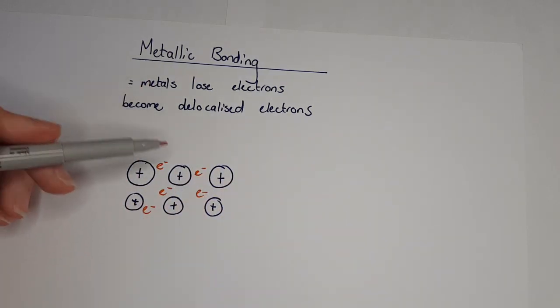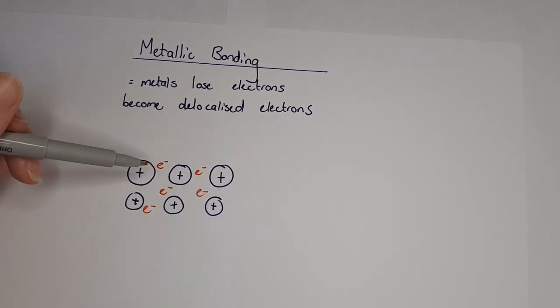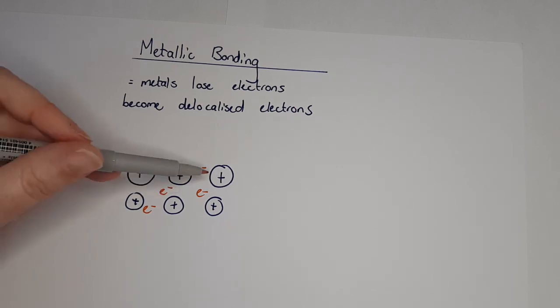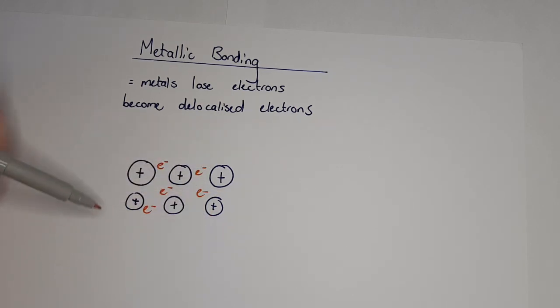So whenever you're asked to represent metallic bonding, you will always just draw ions, depending on the metal, as to how many charges, with free electrons holding them together in this type of lattice. And that is metallic bonding. So whenever you're asked about metals and why their melting points are so high, it would be because that metallic bonding is very, very strong.